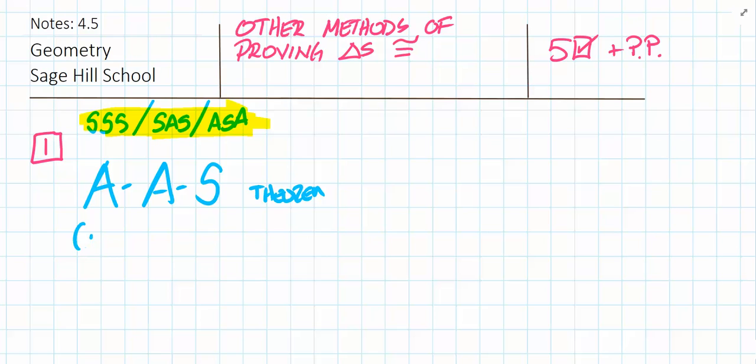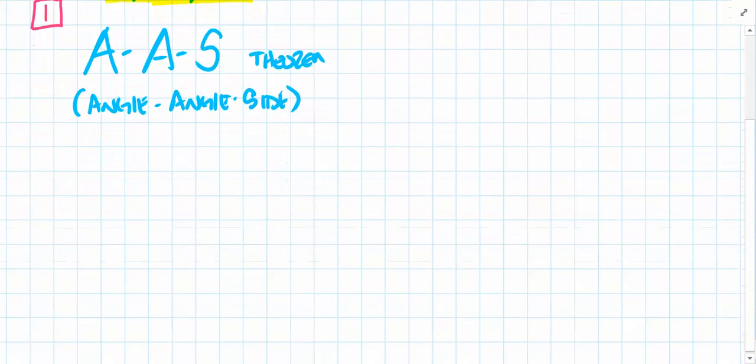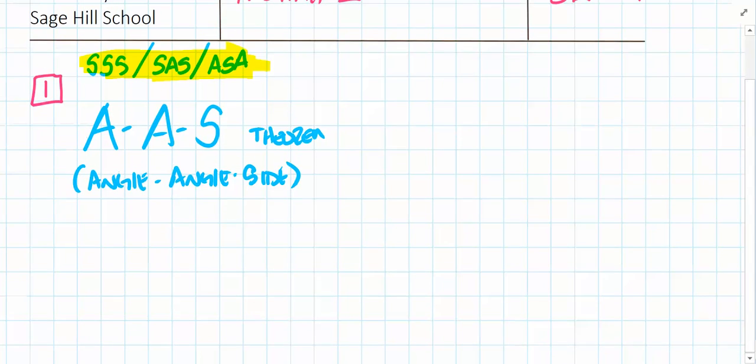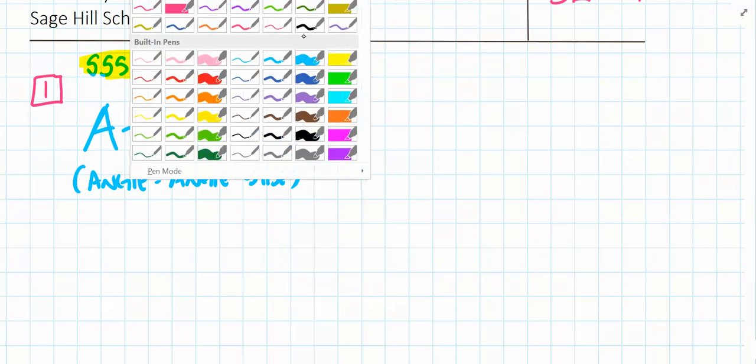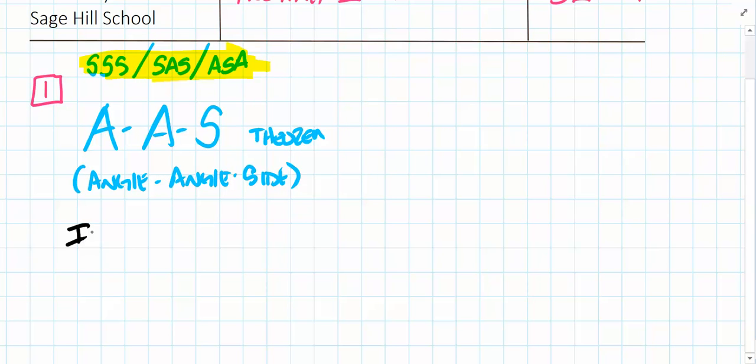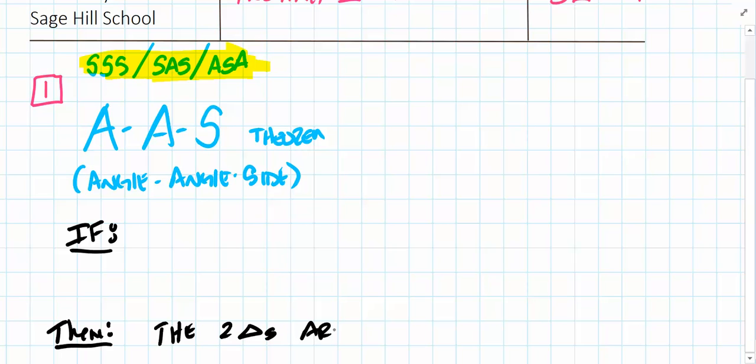So that stands for angle, angle, side theorem. Again, this is going to be an if-then statement. And we already know what the then is going to be, right? What's the then part going to be? Then the two triangles are congruent. Good.